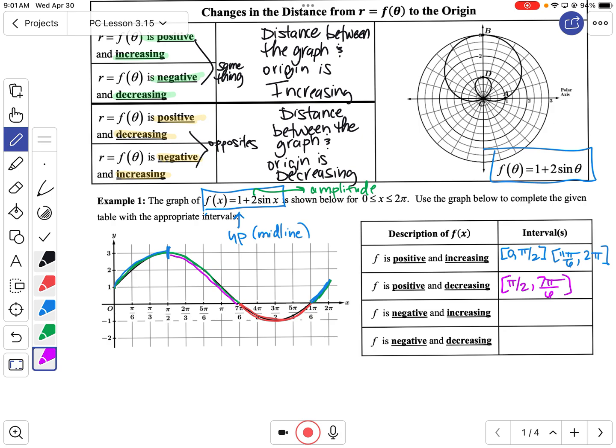Okay, all right, let's do the next description, negative and increasing. So we're looking at just the red piece, but I want to see where that red piece increases. So it would start here and stop there. So be blue. That would be 3 pi over 4 to 11 pi over 6. And then negative and decreasing, 7 pi over 6 to 3 pi over 4.